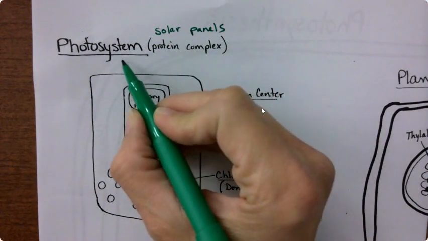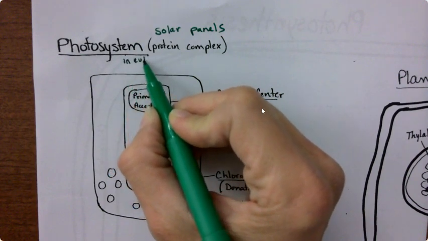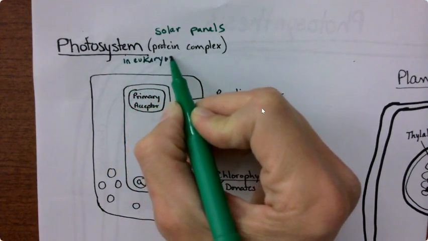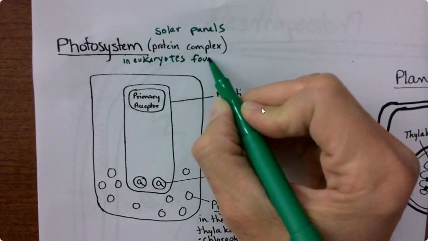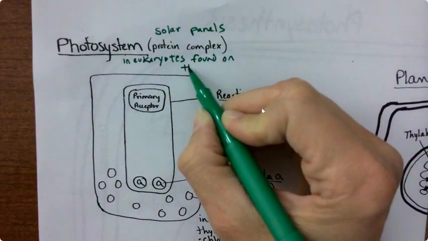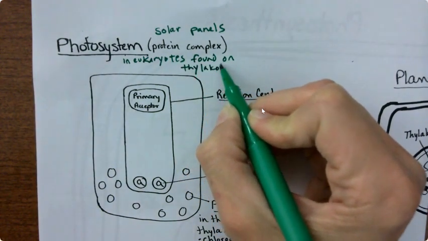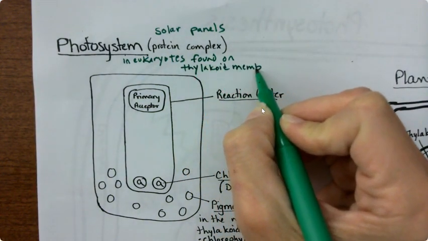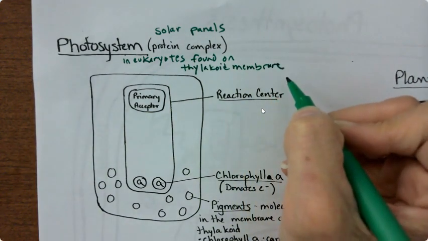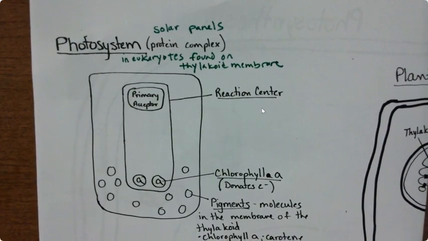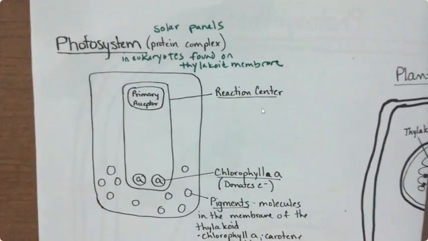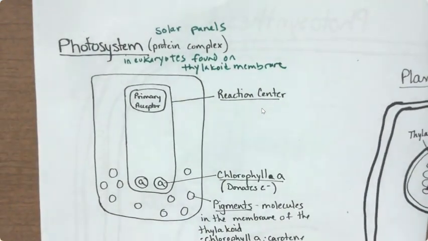So in eukaryotes, these photosystems are found on the thylakoid membrane. In prokaryotes, like bacteria, these photosystems are found on infoldings of the bacterial cell membrane. And we'll talk about that more later.